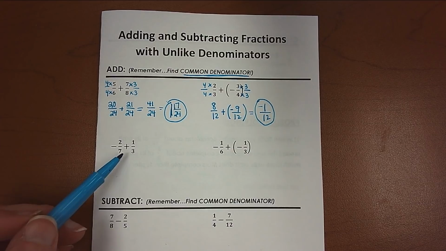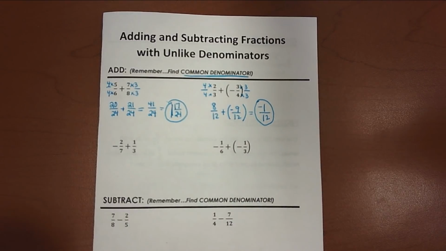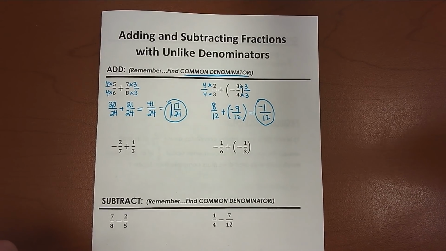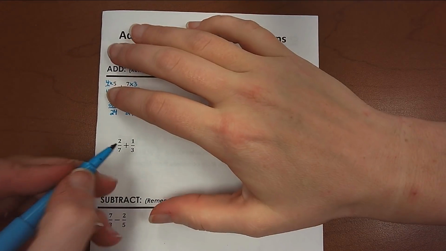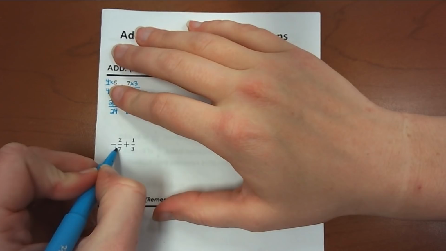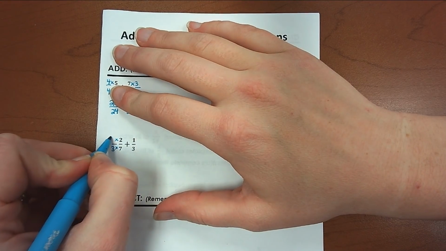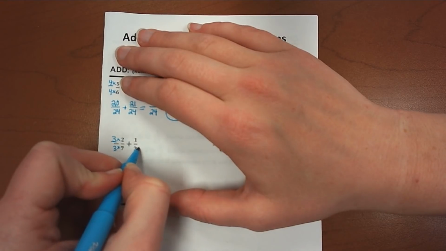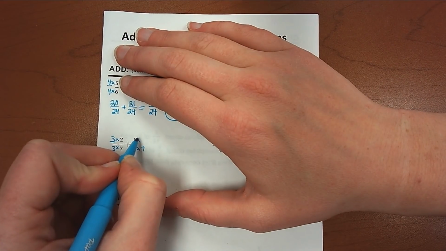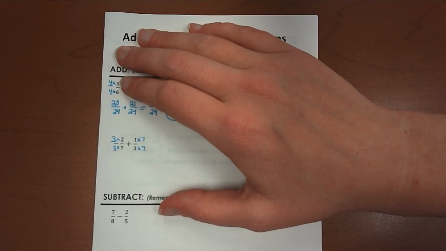Negative 2/7 plus 1/3. I'm thinking about a number that both 7 and 3 can go into, and I think that the number they both go into is 21. So I'm thinking about how can I get from 7 to 21? Well, I multiply by 3. So I would have to multiply the numerator by the same. And 3 times what gives me 21? 3 times 7. So if I multiply the denominator, I have to multiply the numerator by the same thing.